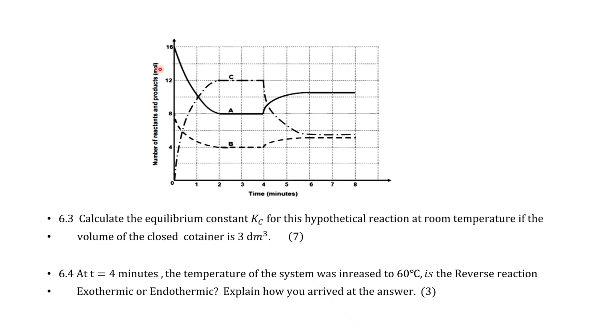So 6.3, they say calculate the equilibrium constant Kc for this hypothetical reaction at room temperature if the volume of the closed container is 3 decimeter cubed. Then 6.4, at time 4 minutes, the temperature of the system was increased to 60 degrees. Is the reverse reaction exothermic or endothermic? Explain how you arrived at the answer. So we're going to look here at 4 minutes and see what is transpiring there. Right, so without further ado, let's go look at the solutions.